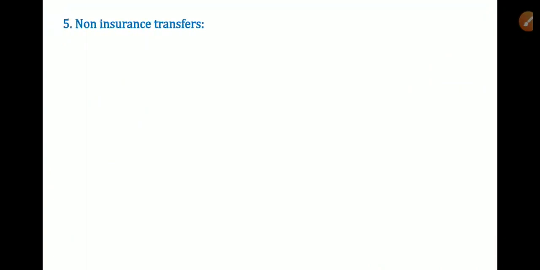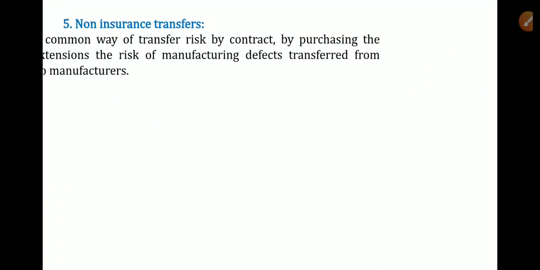And next, the last one is non-insurance transfers. Non-insurance transfer means you don't have any transferring methodology. You don't want to transfer your risk to another party, that is, an insurance company. So here there is a method to avoid the risk, that is non-insurance transfers.